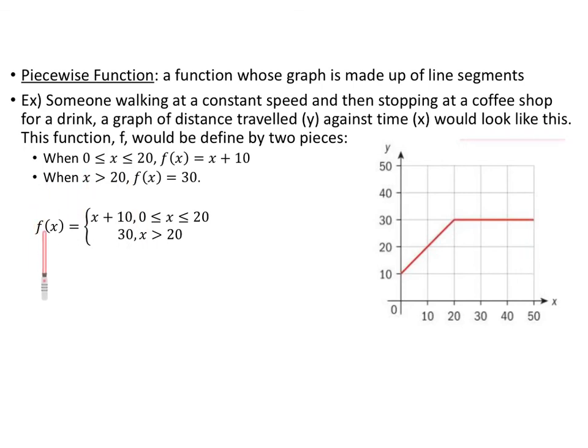So then the function for this, we define it with the different pieces of the function, and then we define it with x intervals. So f of x is equal to x plus 10, where x is between 0 and 20, and then 30 when x is greater than 20. So now different things are happening at different times, and we can represent that as a function.